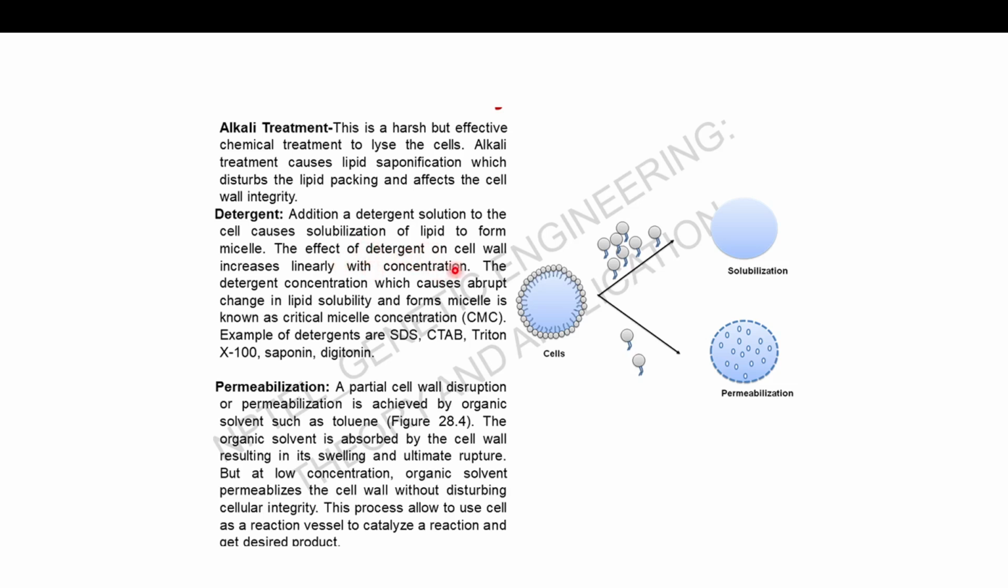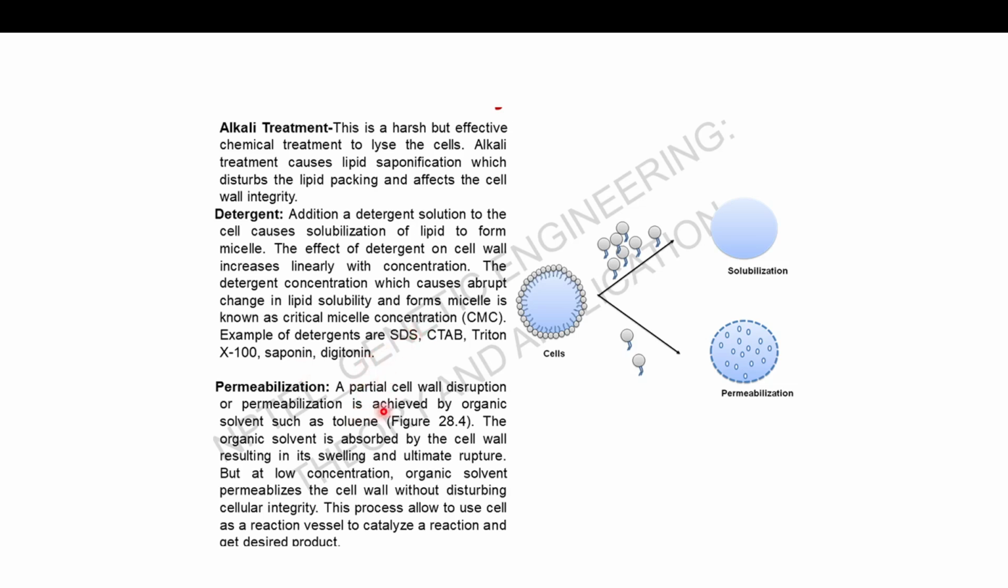And also the effect of detergent on the cell wall has been found to have a linear correlation with its concentration. Okay, why? Because the detergent concentration can cause a sudden change in the solubility of lipid and also leads to the formation of micelles, right? And there can be different kinds of detergent that can be used, like CTAB, Triton X, saponin, SDS. SDS, we looked at in SDS-PAGE in the previous tutorial as well.